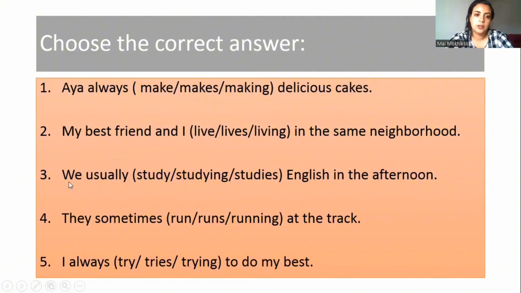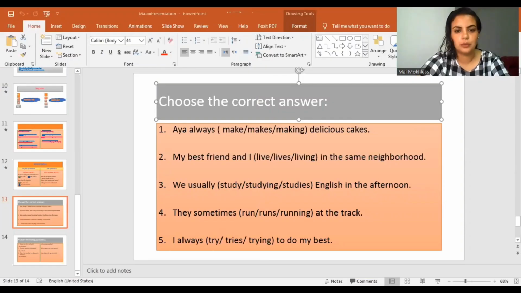Number 3. We usually studies English in the afternoon. We usually means that the action is repeated or that this is a present simple tense. So we look at the subject. We is a plural subject and it goes with the verb without adding anything, without adding S. So we use study.